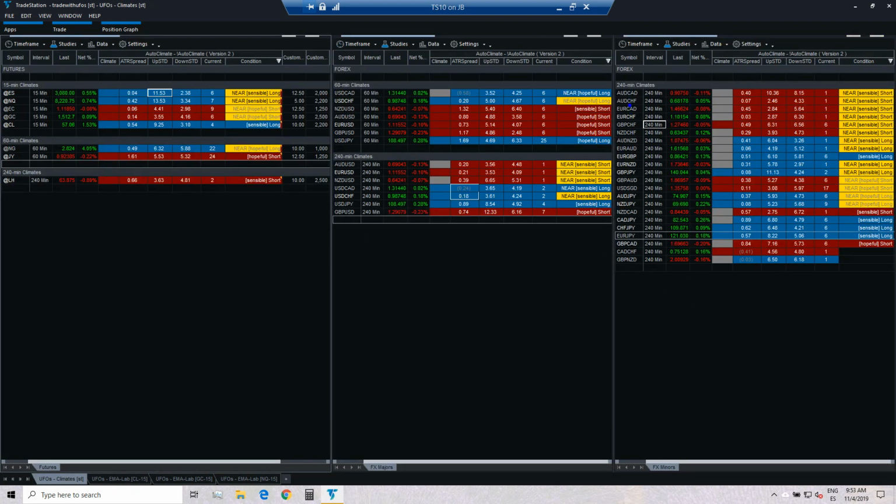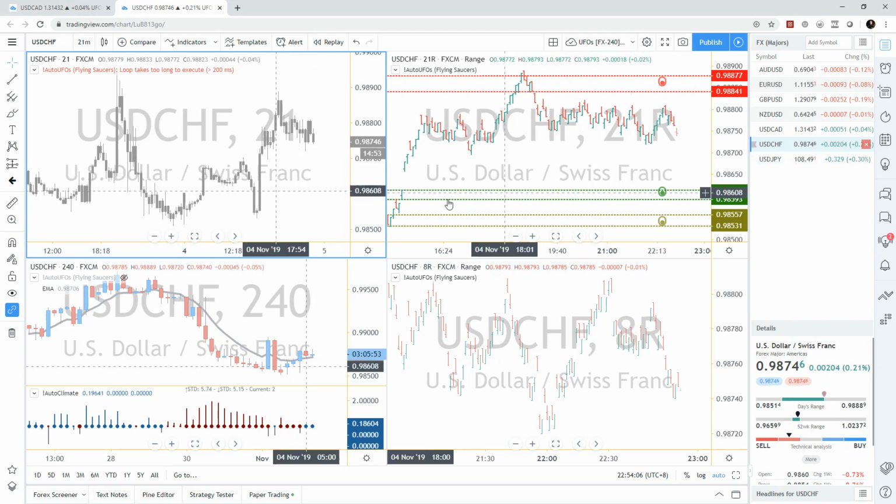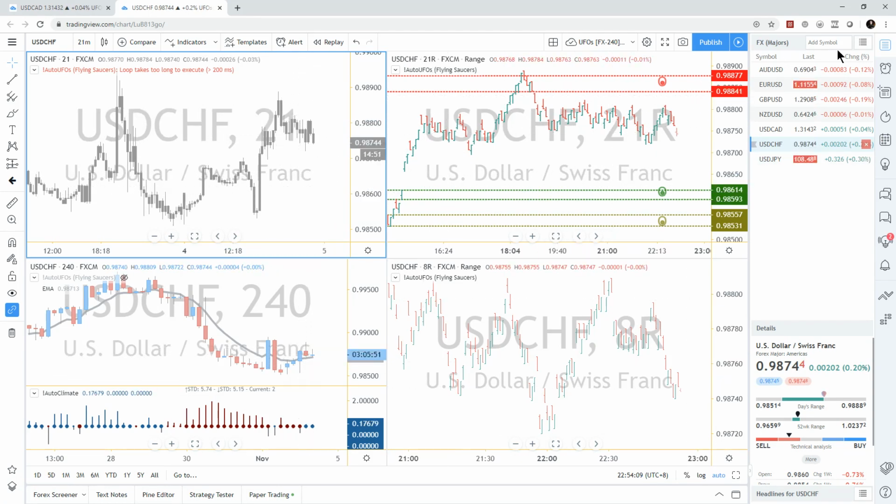Forex. So where is the beast? Right there. So the beast is here. Confirmed climate, it is sensible. 2 candles out of 11. Sounds good to me. So let's go ahead and check the beast in the 4-hour time frame.